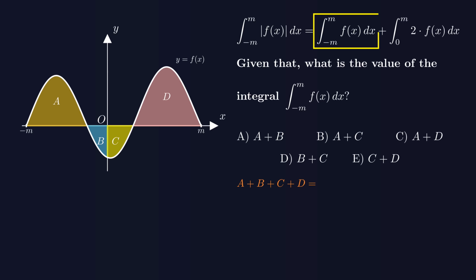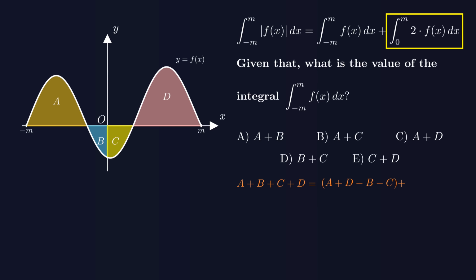Now let's look at the second integral. It's the same as the first one, except there's no absolute value. That means the areas B and C, which lie below the x-axis, will count as negative. So this one is equal to A plus D minus B minus C. Make sense? Now let's check out the third integral.